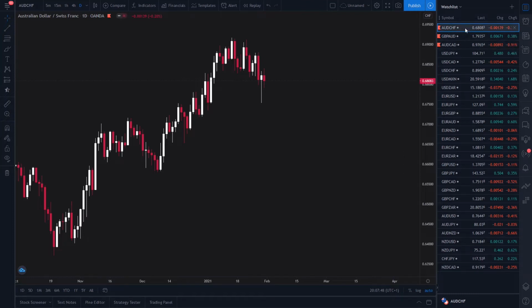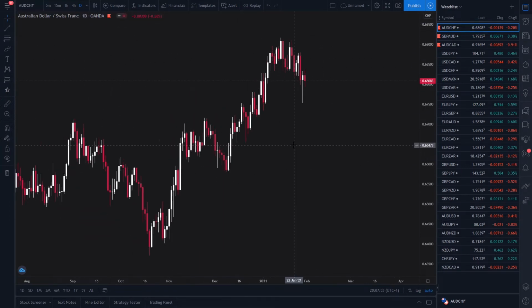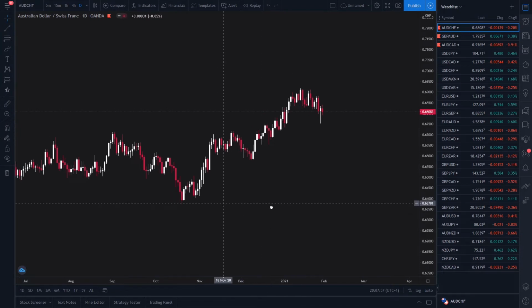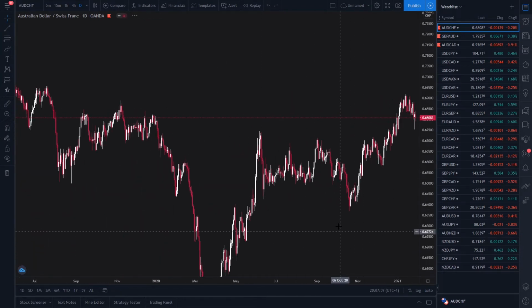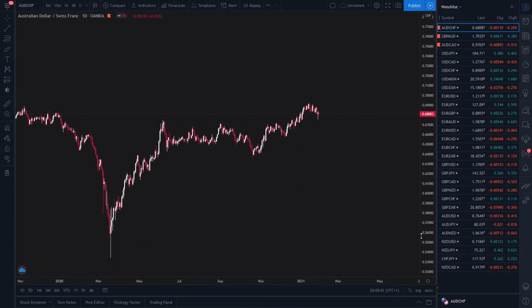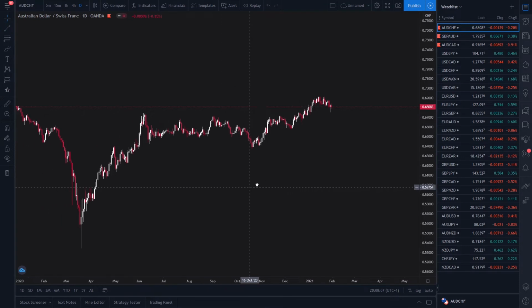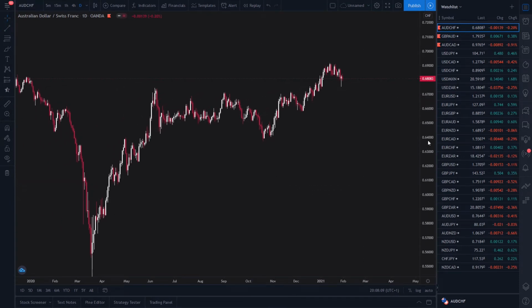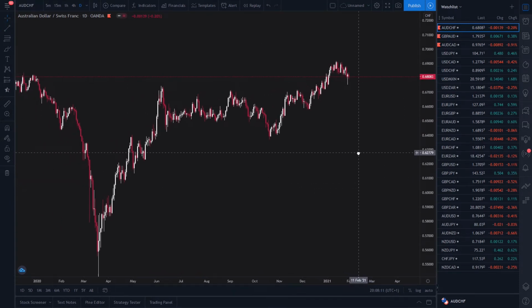Let's start with AUDCHF. So we will start on a 1 day time frame, so daily time frame, and we are going to do a top-down analysis, which means we are going from the higher time frames to the lower time frames and setting up for trades. So let's start on 1 day.